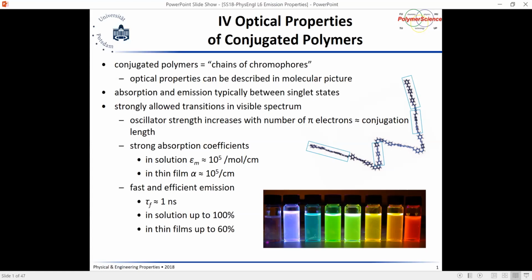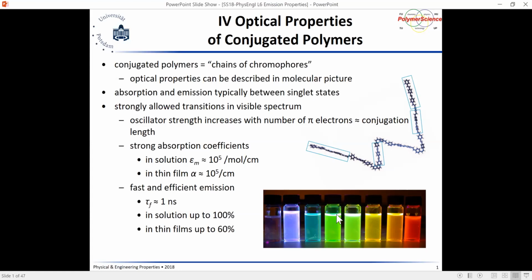But from the electric component, we end up having a transition dipole component, which tells us whether a transition is allowed, or whether it's strongly allowed, weakly allowed, and so on. This we call either the oscillator strength or the transition dipole moment. And in general, this increases with the number of pi electrons that we have, so basically how we define the conjugation length. Conjugated polymers in general have strong absorption coefficients.